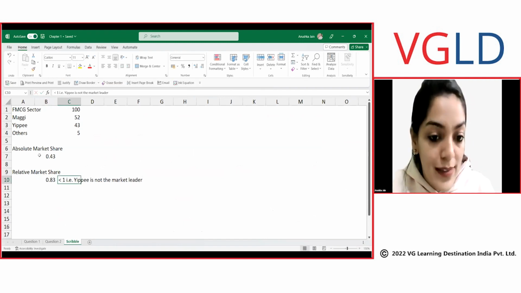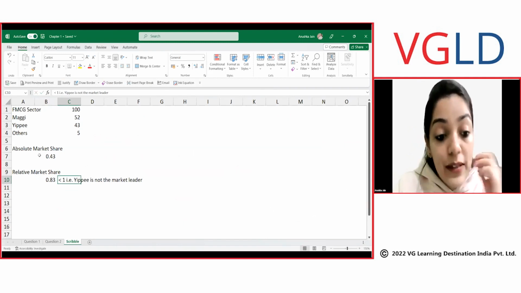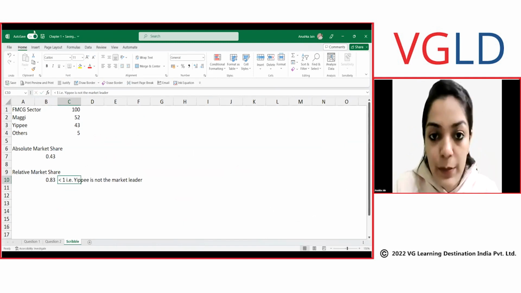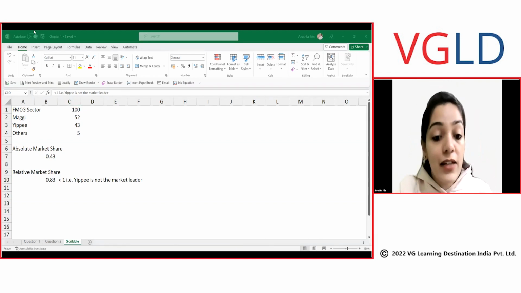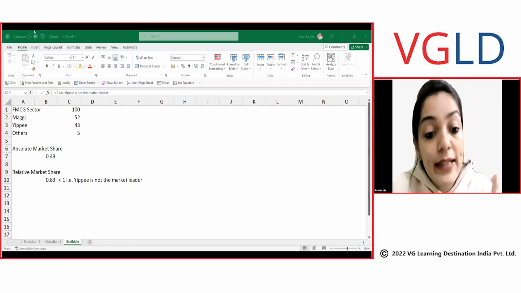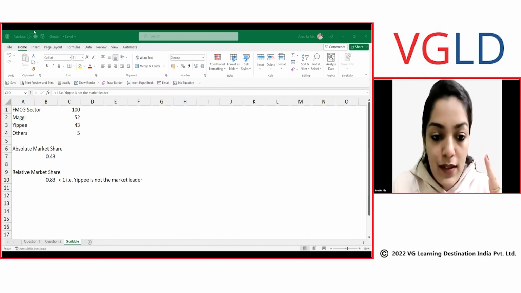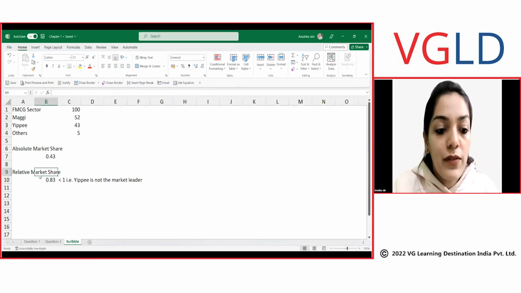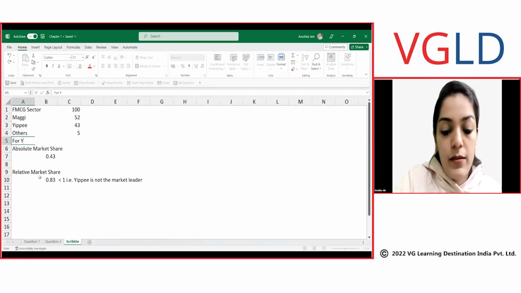Whereas if I were doing this calculation for Maggi, the relative market share would have been greater than 1 because its largest competitor would be Yippee. Yes, Shalya. So for Maggi, the relative market share will be 52 by 43. Why? Because for Maggi, the largest competitor is Yippee. Okay.